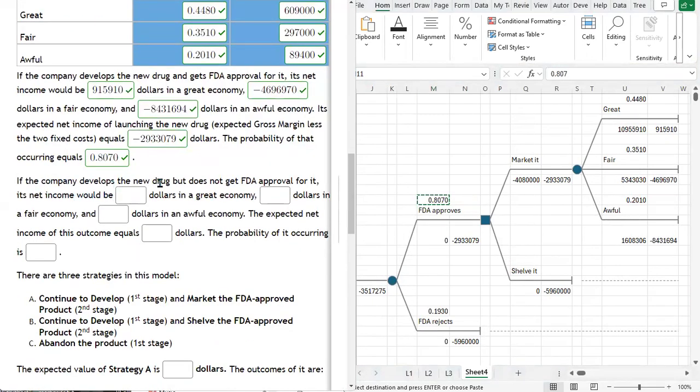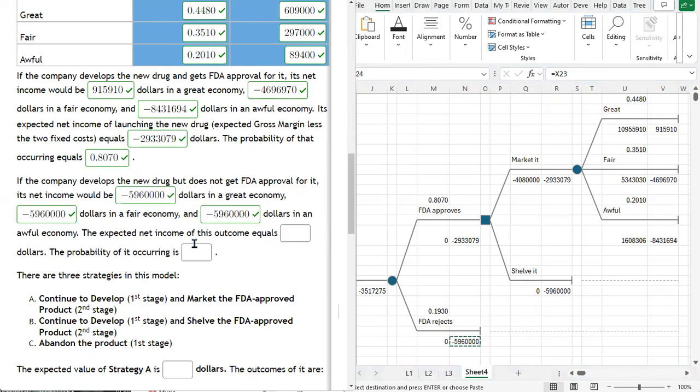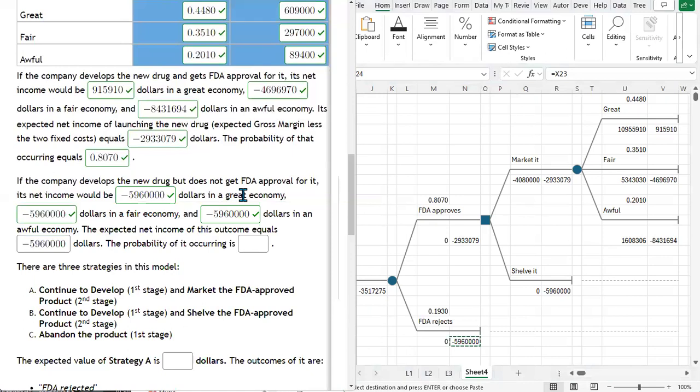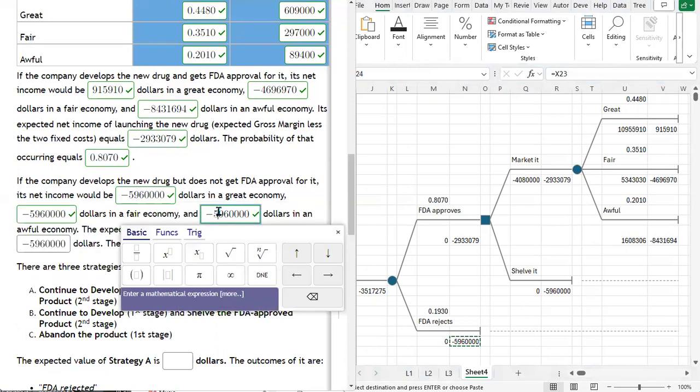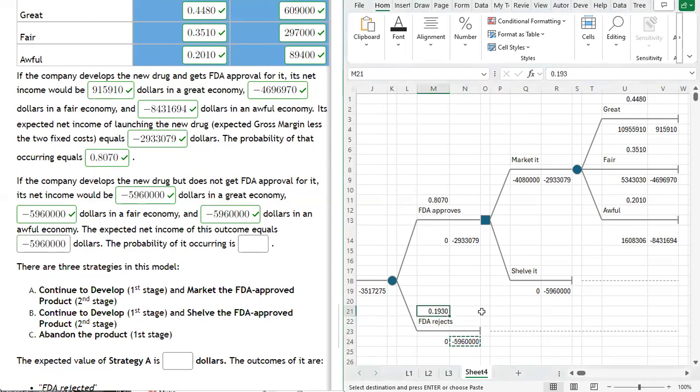If the company develops the new drug, but does not get FDA approval for it, its net income would be what? The development cost, right? Whether that's a great economy, fair economy, or awful economy. And the expected net income of this outcome is that value as well, right? So if I multiply this by the probability of great economy, this by the probability of a fair economy, and this by the probability of an awful economy, I can factor this number out, sum the probabilities, I get 1, and then I multiply this by 1, and that gives me the expected value. Now, the probability of this occurring is 0.1930.